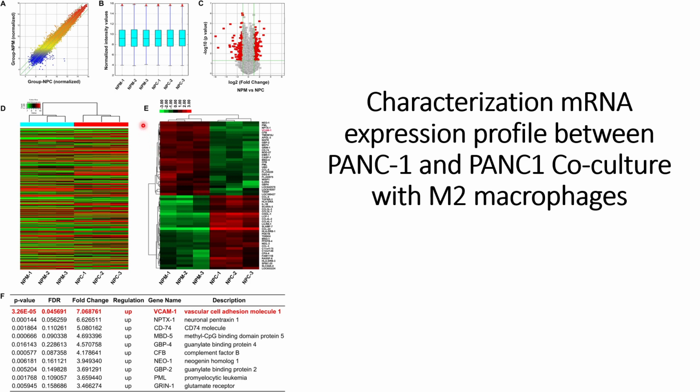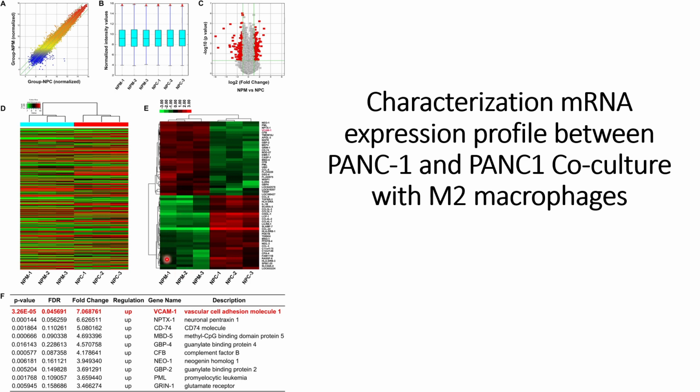Let me restate what panel E represents. Panel E represents the top 30 genes that are upregulated in the PANC-1 co-cultured with the M2 macrophage, the NPM group, compared to the NPC group, and the top 30 genes that are downregulated in the NPM group compared to the NPC group. Red color represents upregulation. So these are the upregulated genes in the NPM group, and these are the downregulated genes in the NPM group.